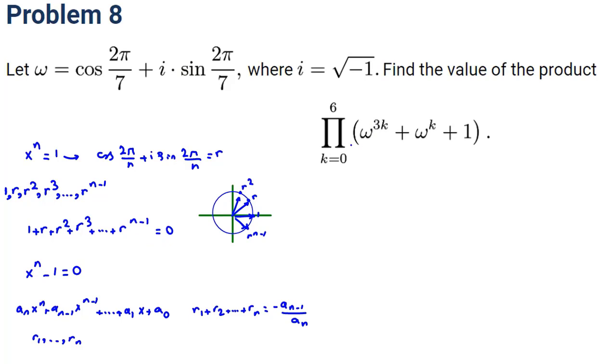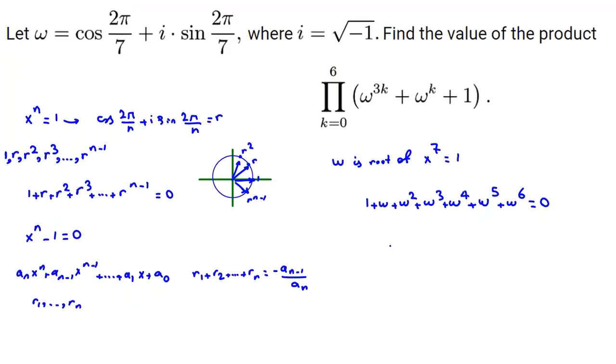Now, because omega is 2 pi over 7, which is 2 pi over n, we know that omega is a root of x to the 7 equals 1. The roots give 1 plus omega plus omega squared plus omega cubed plus omega to the 4 plus omega to the 5 plus omega to the 6 equal to 0. If you subtract 1, omega plus omega squared up to omega to the 6 equals negative 1. We will use this a lot of times in this problem.